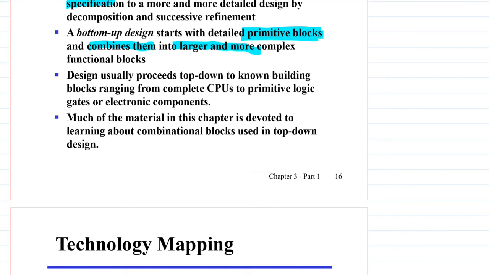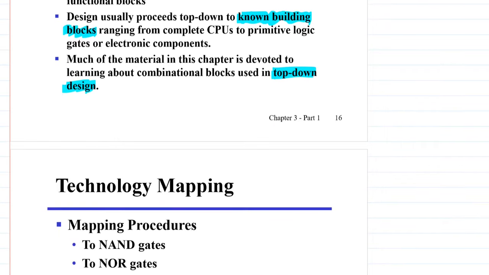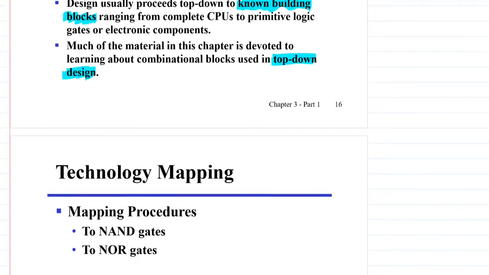Okay, so mostly in this chapter and overall in the course we will use the top-down approach, as just mentioned. Usually for our design we proceed with the top-down to the known building blocks. So we have some building blocks which are known, and we cannot decompose them further. We start from the top and go down until we arrive there, and then we can say that by combining them we can obtain the functionality that we are looking for.